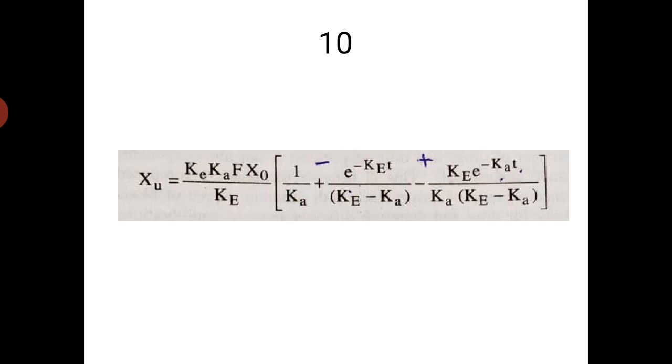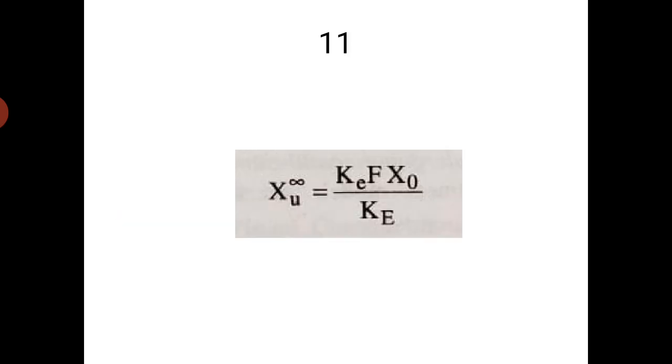So finally remaining is what, Xu is equal to Ke F X0 by Ke into 1 by Ka. So here we have Ka in the numerator as well as Ka in the denominator. Thus this Ka gets cancelled, and finally you will get Xu is equal to Ke F X0 divided by Ke. So this is what Xu infinity. Now here you got Xu as Ke F X0 by Ke, as Xu infinity.